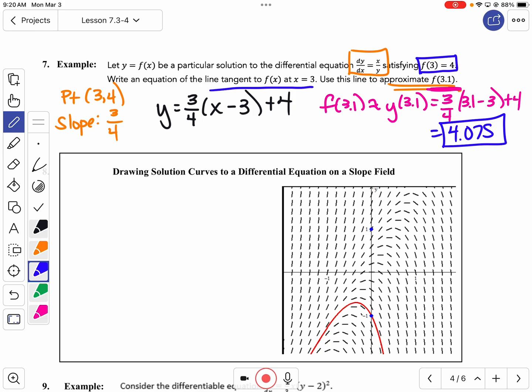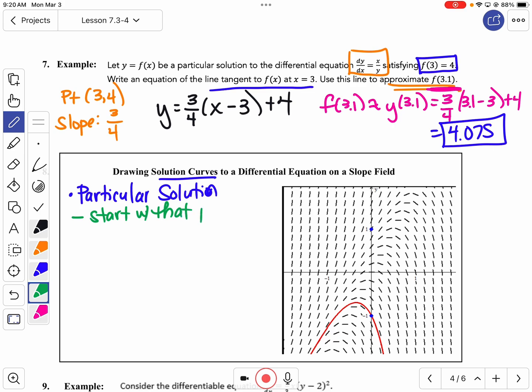Okay. So they can ask you lots of different things. The next thing I want to talk about is drawing solution curves. And for a lot of us, it's difficult. When we're drawing a solution curve on a differential equation, we're looking for a particular solution. They will give me a point. We will start with that point and follow the slopes.